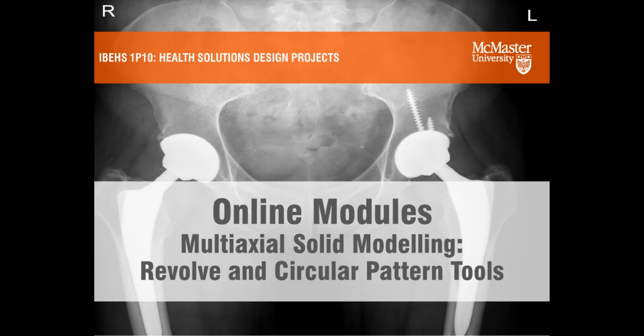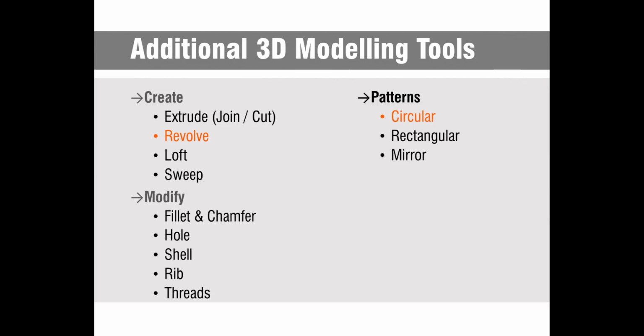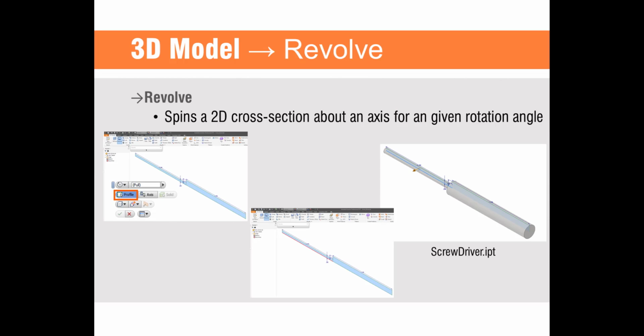Hey everyone! In this video, we will go over using the Revolve and Circular Pattern tool in Inventor. We have already gone over several create and modify tools that we can use to refine our solid models. In this video, we will look at the Revolve tool and the Circular Pattern tool, which we can use to create rounded features. We will start with the Revolve tool.